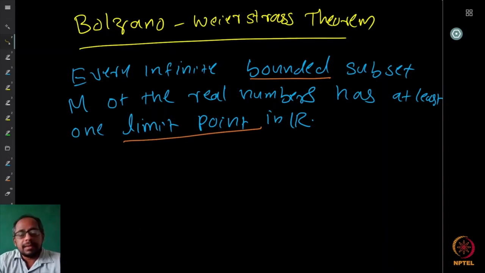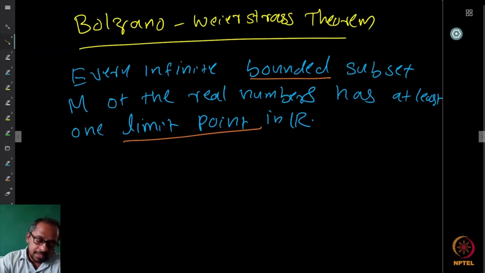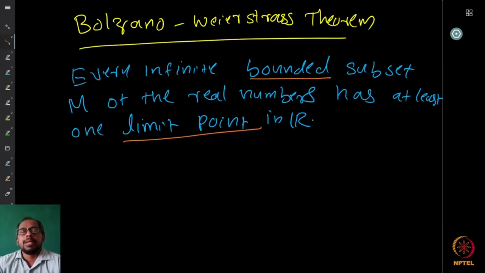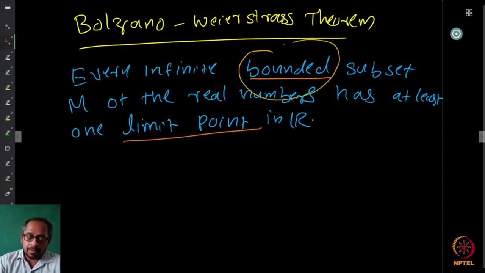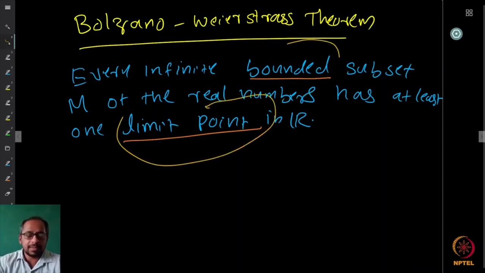So we start with a very famous theorem called the Bolzano-Weierstrass theorem. What does the Bolzano-Weierstrass theorem say? It says that every infinite bounded subset M of the real numbers R has at least one limit point in R. Now, maybe you are not a math student and you will not know what is bounded and what is a limit point. They are very simple, I am going to explain.